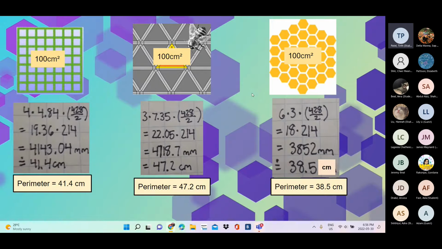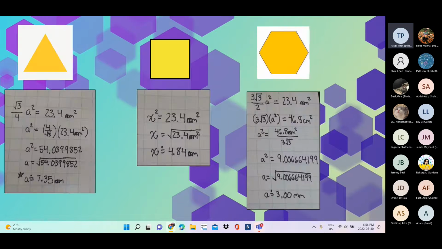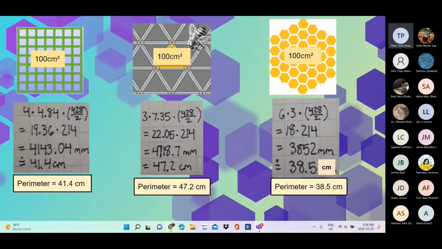Now we can move on to proving the overall perimeter of the application example. For the triangles, there would be 428 triangles overall, because we determined before that there were 428 cells in one honeycomb of 100 centimeters cubed. Because each side is shared between two triangles, the equation would be 3 times 7.35, the side length of one triangle, multiplied by 214, which is the overall triangles divided by 2, because each side is shared between two triangles. Overall, that means the perimeter is 47.2 centimeters.